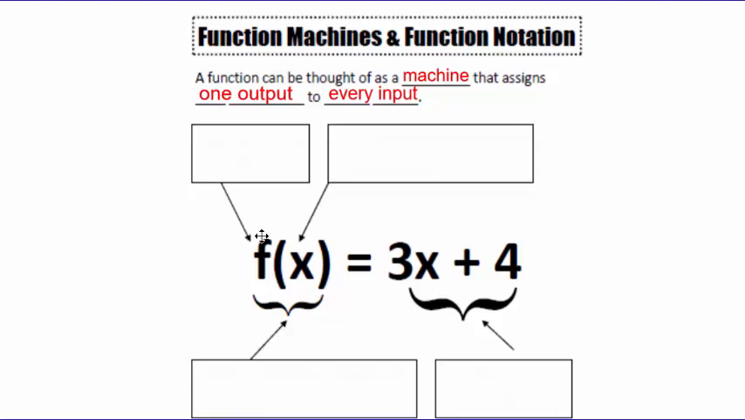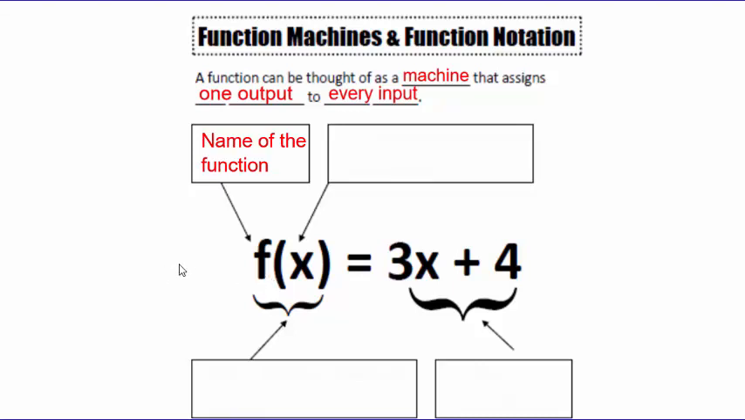So what we're going to do is we're going to look at the different parts of a function. The first part of the function that we're going to look at is the f right here. So the f, I think about that as just the name of the function. So we're naming this function f. We could name this function g, we could name this function h, it doesn't matter.